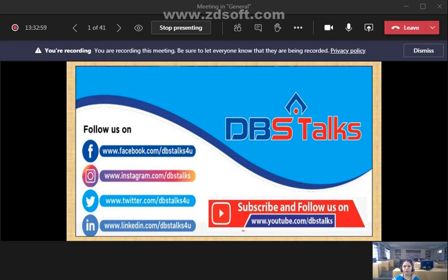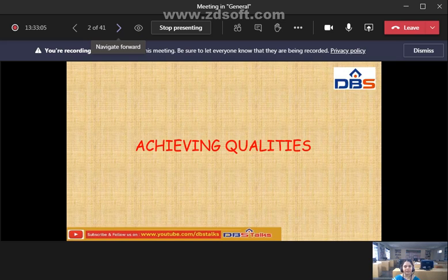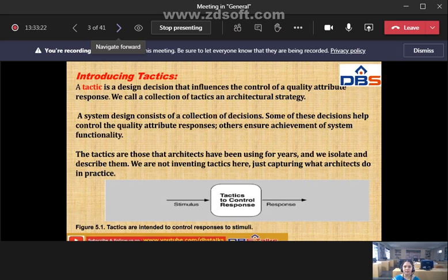Today we are going to learn about security tactics, usability tactics and testability tactics. In the last class, we discussed some of the achieving qualities. We have 6 types of achieving qualities.